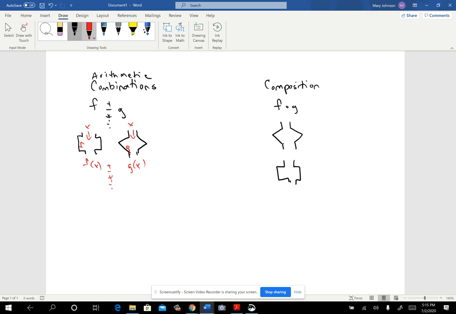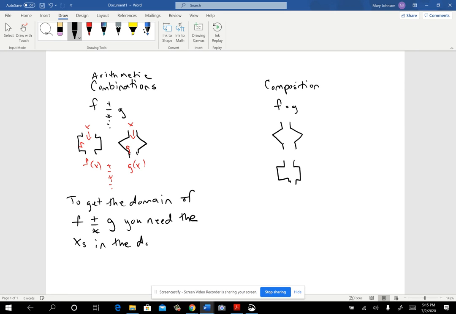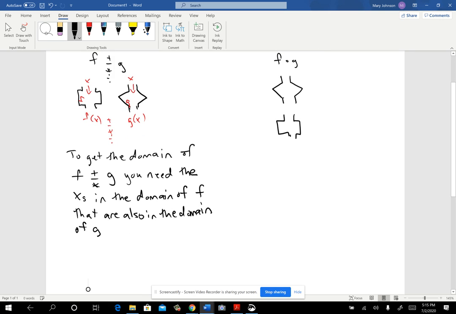what you got to do is think about it like this. To get the domain of f plus, minus, or times g, you need the x's in the domain of f that are also in the domain of g. So it has to be the values of x that are in the intersection of those two.